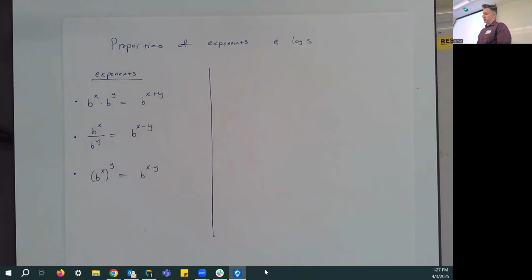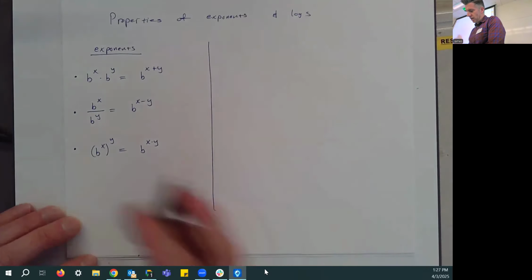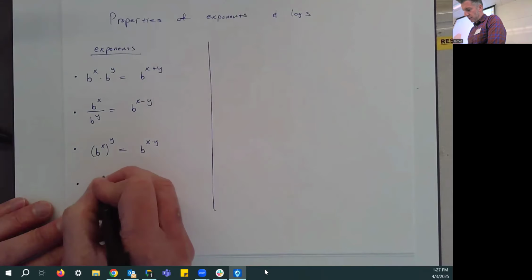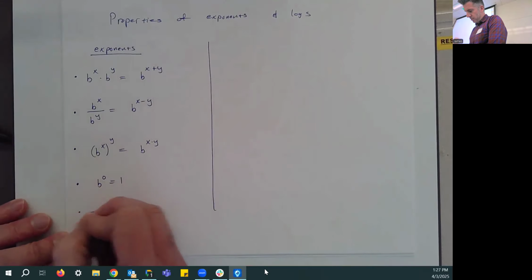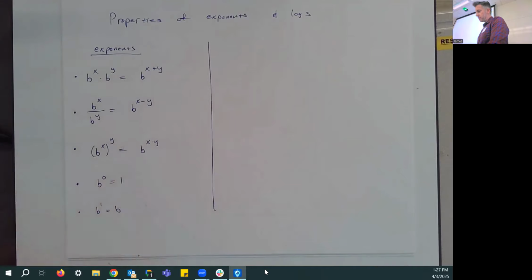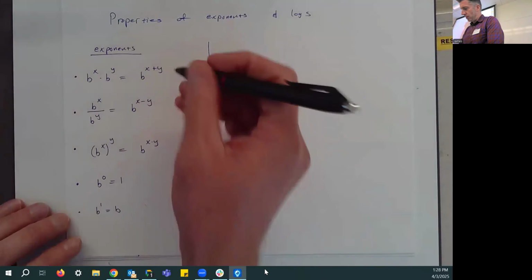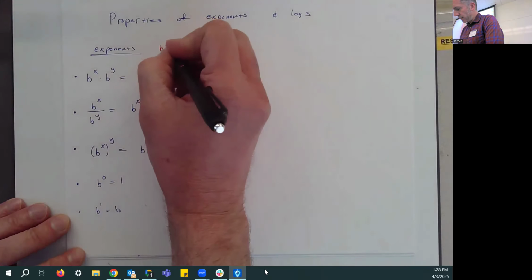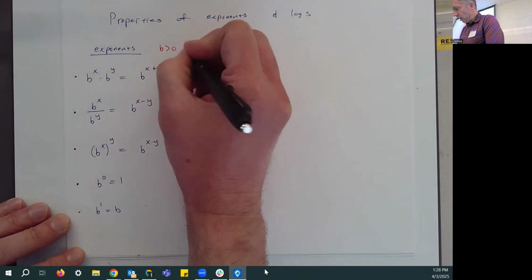I think there's one other one I want to say. A couple other things I'm just thinking of. b to the 0 is equal to 1. b to the 1 is equal to b. It should be noted that in general, our base should be positive and not 1.